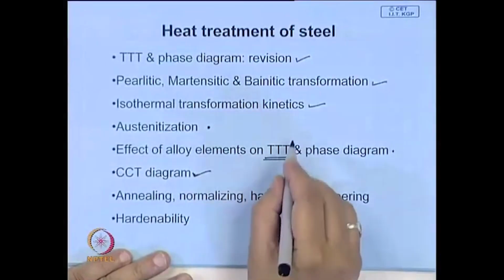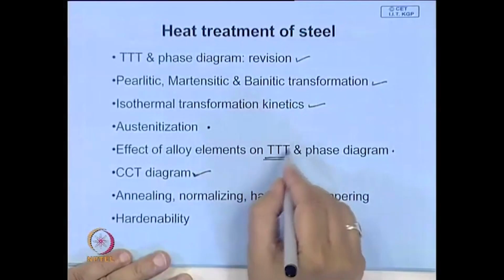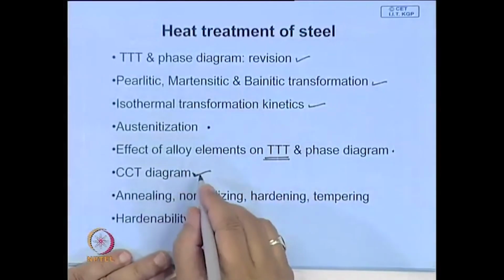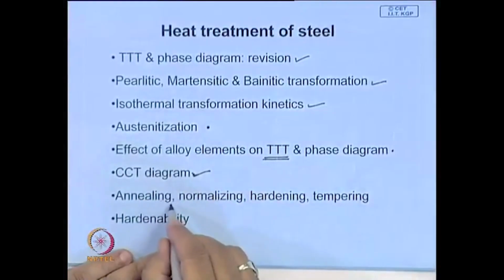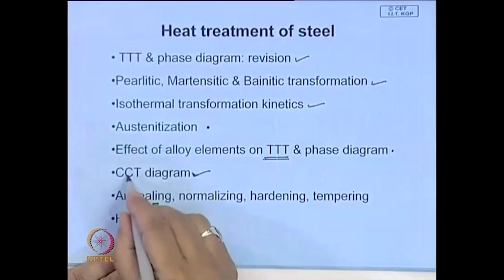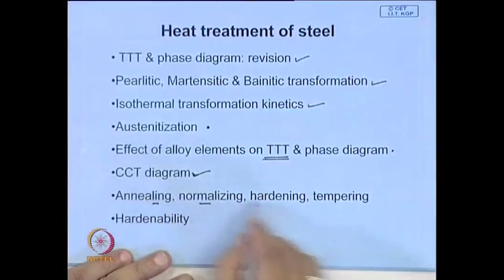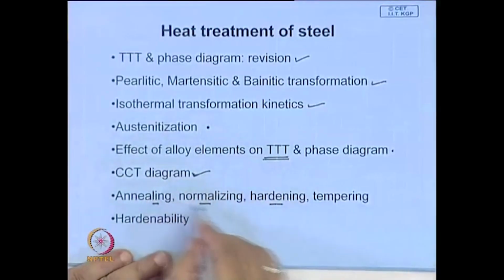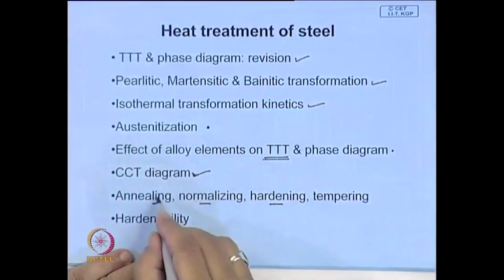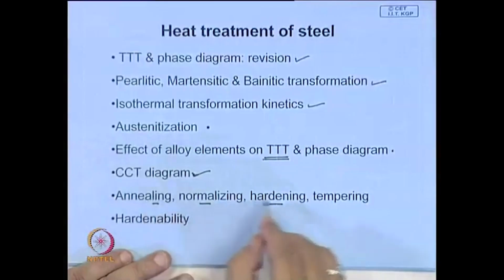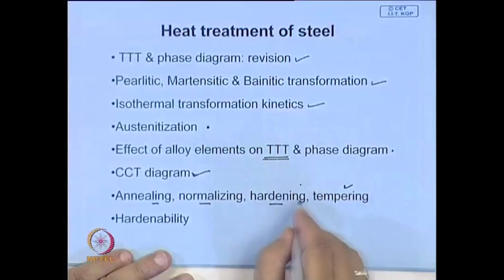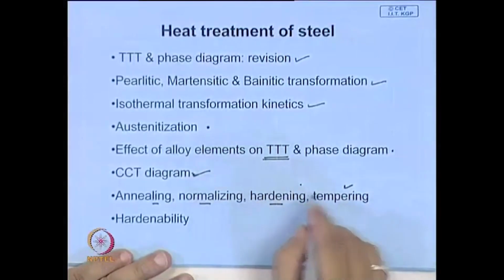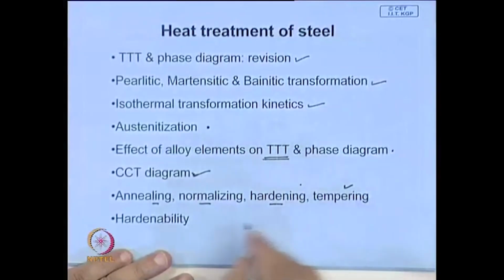The TTT diagram is an isothermal diagram, and it cannot be used to predict the microstructure you get in all conventional heat treatment, where you use continuous cooling, like annealing, normalizing or hardening. Here the main transformation is a function of cooling rate, and the job is cooled continuously. We have also looked at tempering, and why after hardening it is necessary to temper.